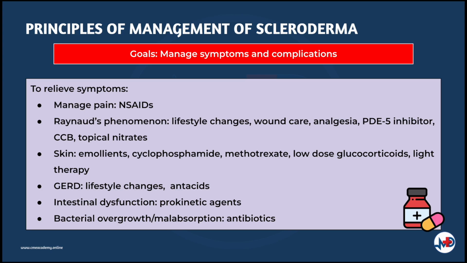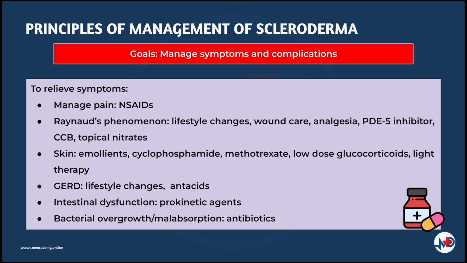Let's begin with symptomatic relief. NSAIDs can be ordered for patients to manage pain. Patients with Raynaud's phenomenon can be treated with lifestyle changes such as avoidance of cold exposure, hand exercise, and stopping smoking. Wound care as well as analgesia can be helpful too. If these therapies have failed, physicians should consider adding a phosphodiesterase 5 inhibitor, calcium channel blockers, or topical nitrates.